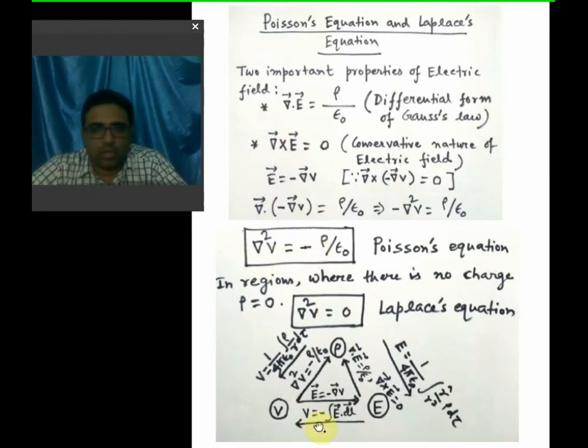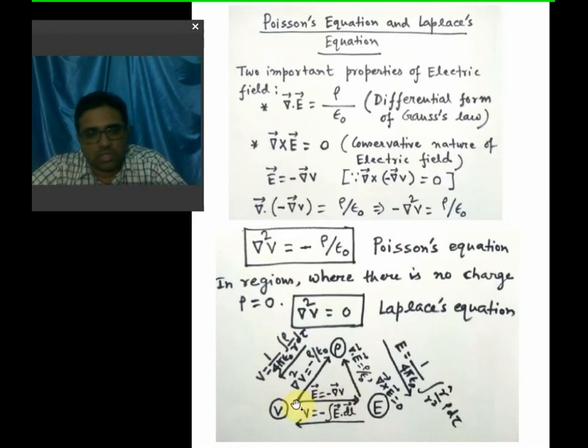So as a whole, the whole picture is in this simple figure. This is the relation between the potential and the charge distribution: del square V equal to minus rho by epsilon naught. So if we know the potential, we can find out rho, and if we know rho, in that case we have to do this integration to find out the potential.